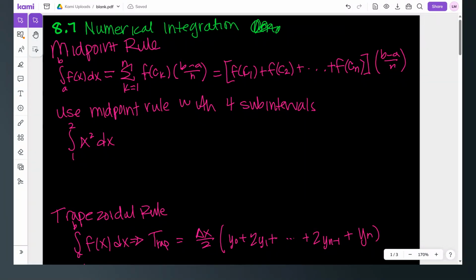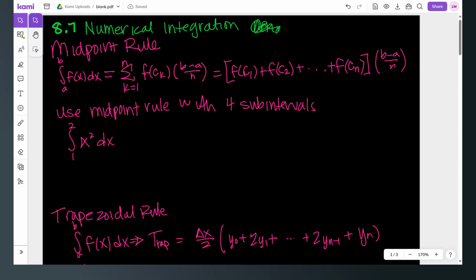All right, so this is numerical integration: midpoint rule, trapezoidal rule, and Simpson's rule. Midpoint rule is using midpoints. This formula says if I'm integrating from a to b f of x dx, then the midpoint rule that we used back in chapter 5 is finding the midpoint of each of those rectangles that we added up, and then multiplying them by their width. And so that's this formula. So we'll use that midpoint rule.